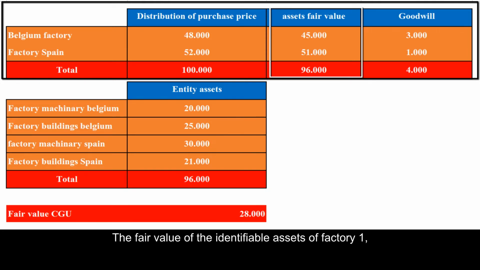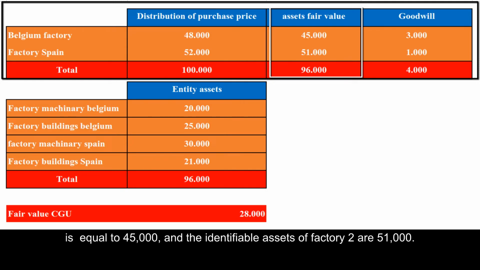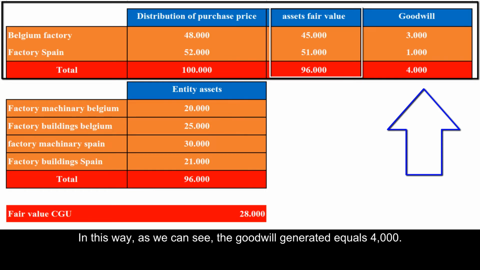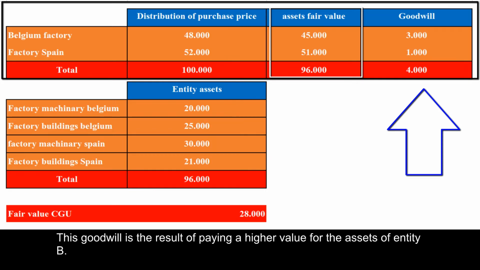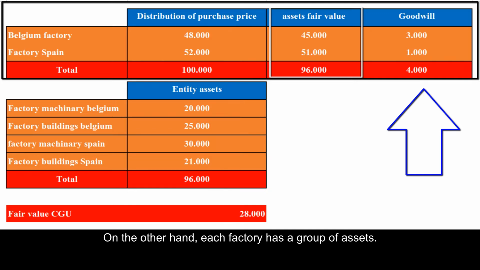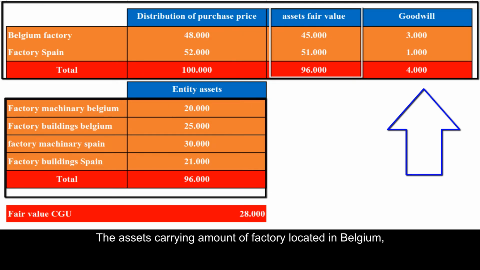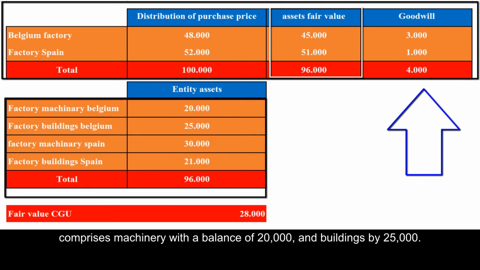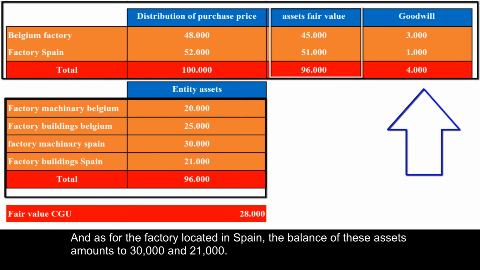The fair value of the identifiable assets of Factory 1 is equal to $45,000, and the identifiable assets of Factory 2 are $51,000. In this way, as we can see, the goodwill generated equals $4,000. This goodwill is the result of paying a higher value for the assets of Entity B. On the other hand, each factory has a group of assets. The assets carrying amount of the factory located in Belgium comprises machinery with a balance of $20,000 and buildings of $25,000. And as for the factory located in Spain, the balance of these assets amounts to $30,000 and $21,000.